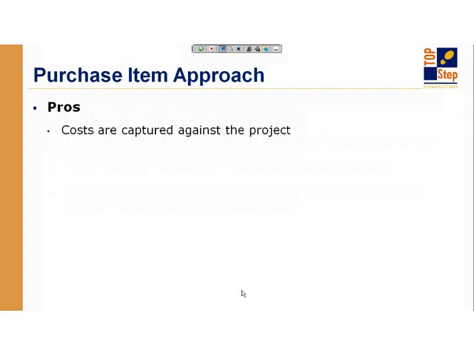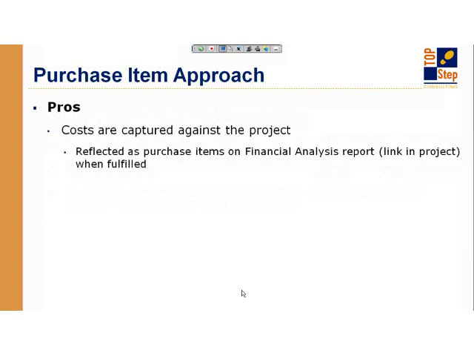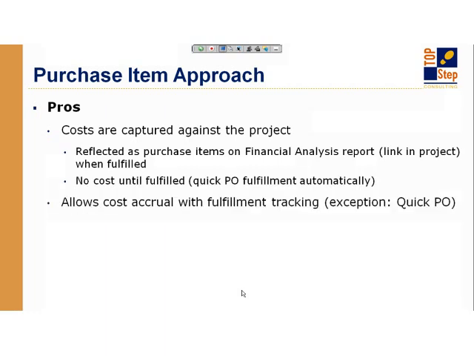So let's go through the pros and the cons, because the interesting thing is the purchase item, because it has the 2 different approaches, is really kind of a mixed bag on the pros and the cons. So the pros are the costs are still captured against the project. If you're using the full procurement process with the PO issuing, then you're able to also track the accruals of how much you've committed to pay the vendor versus how much you have paid because you're using the fulfillment process. Okay. The costs only hit the project when you get invoiced or when the fulfillment is put in. Okay. And then of course with quick POs, the minute you create them, that's basically a fulfillment, and it goes as cost against the project.